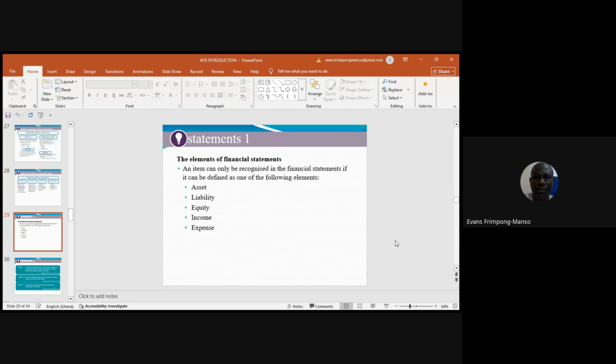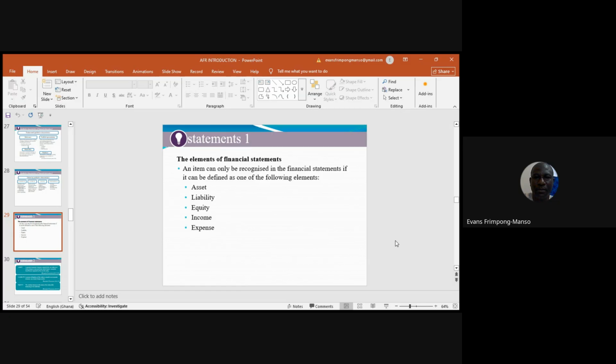So we are looking at the elements of financial statement. Now, that is another component of the conceptual framework, which looks at how these elements of financial statements are recognized and measured. And basically, we have 5 elements of the financial statement: assets, liability, equity, income, and expense. So there are 5 elements of the financial statement.